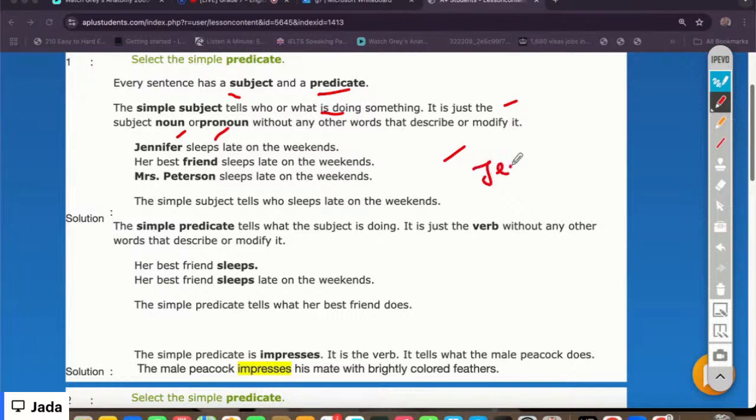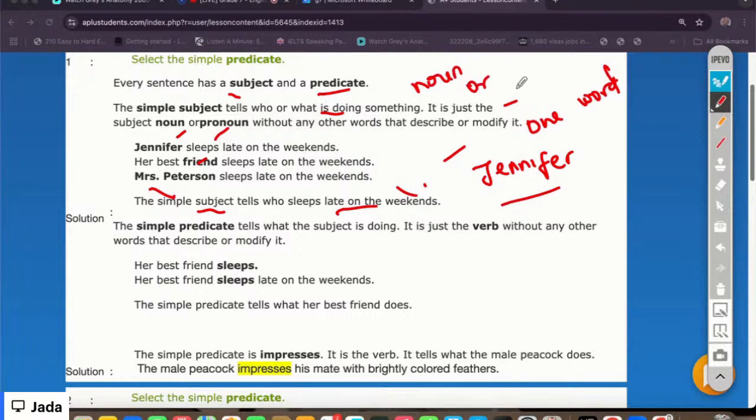So Jennifer there will be what? The simple subject. Her best friend sleeps late on the weekend. Friend here would be the simple subject, so just one word. Mrs. Peterson sleeps late on the weekend. Mrs. Peterson will be the simple subject. The simple subject tells who sleeps late on the weekend. All right. So just take note that it is only one word, either the noun or pronoun.